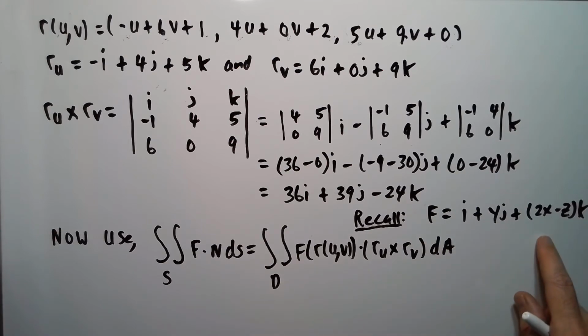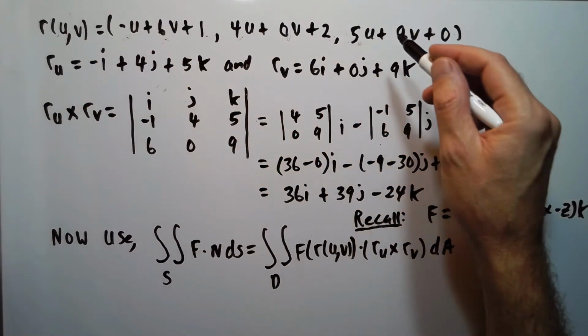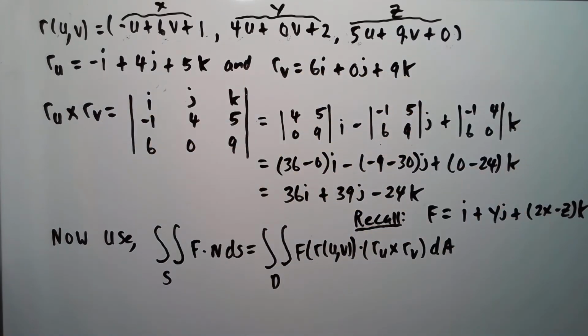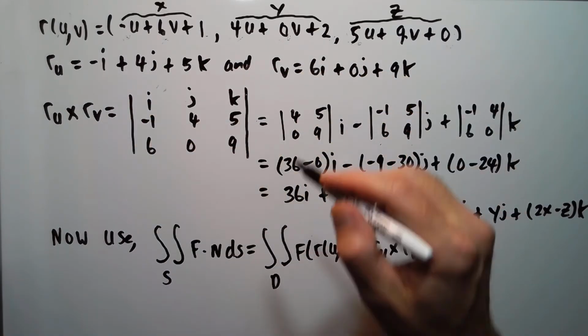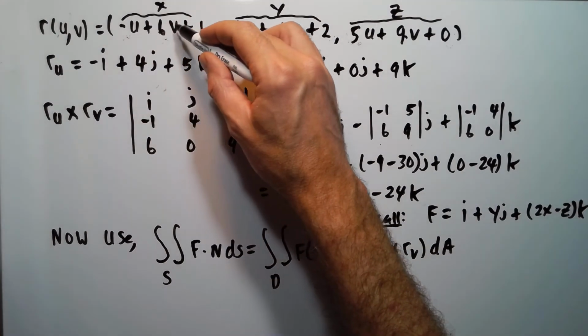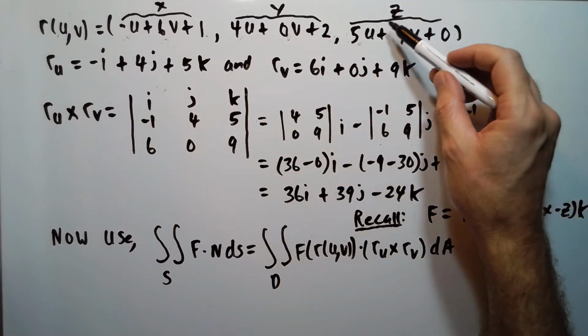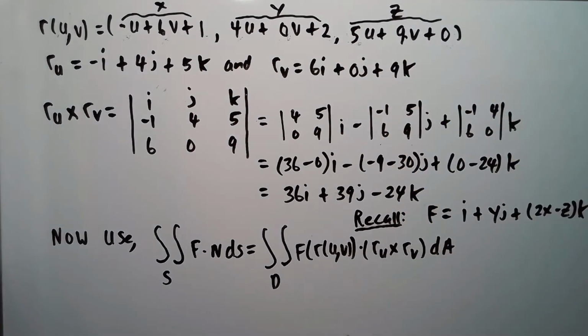Now here's my F up here. So going back up to my r function, let me denote the x, y's, and z's. The x is -u plus 6v plus 1. The y is 4u plus 2, and the z is this guy over here. So let's look at this now.